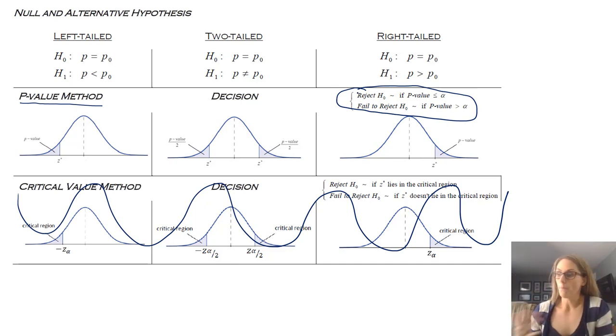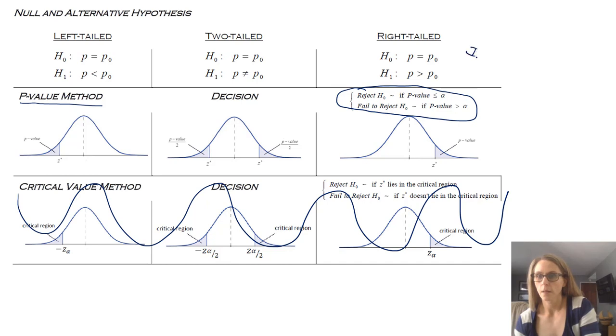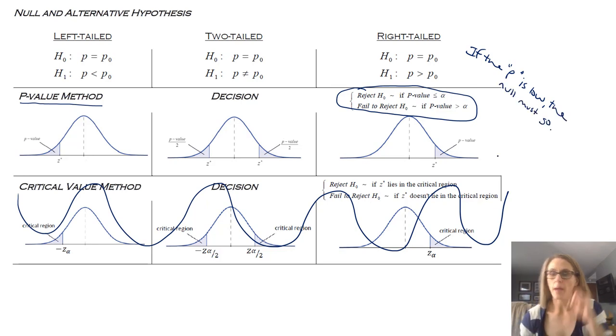And the big idea here is that the smaller the p-value, the better your evidence. The way we say this to help students remember is: if the p, and that's p-value, and I know there are so many p's in this class, but if the p is low, the null must go. And that means that we're going to reject the null.